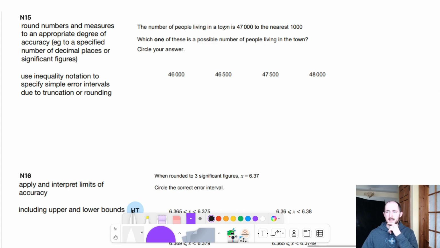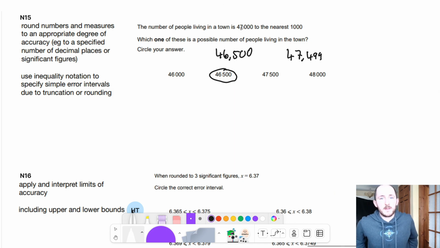So the number of people living in a town is 47,000 to the nearest 1,000. Which one of these is a possible number of people living in this town? So if they've rounded to the nearest 1,000, the smallest it could be is 46,500, because this would round up to 47,000, and the biggest it could be is going to be just under 47,500, so technically 499. If you look here, the only one that fits that criteria is this.